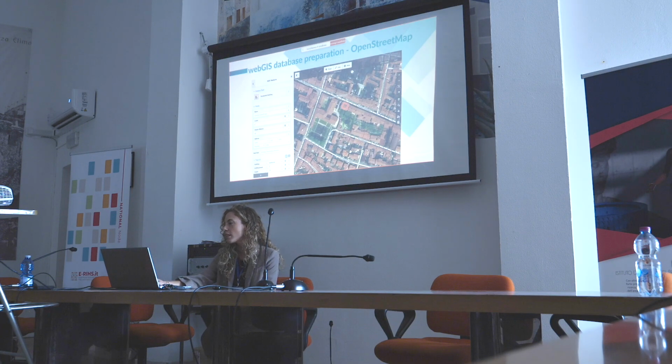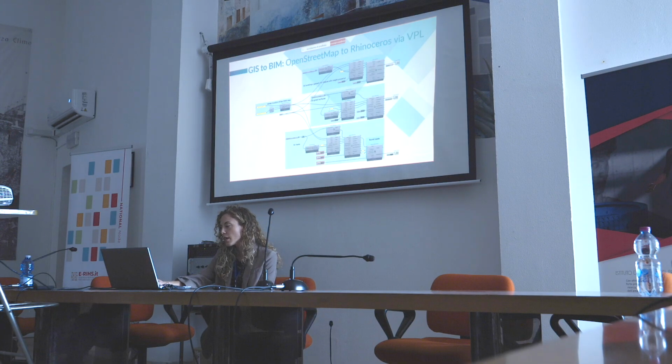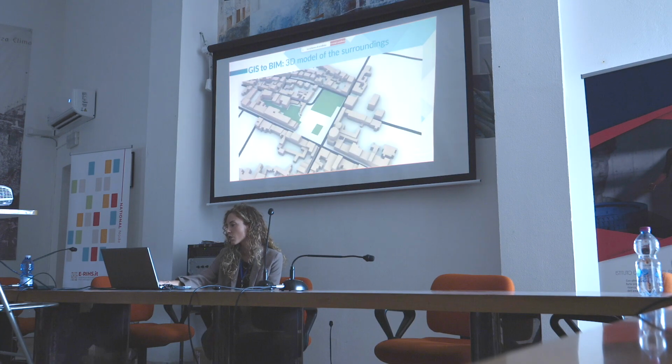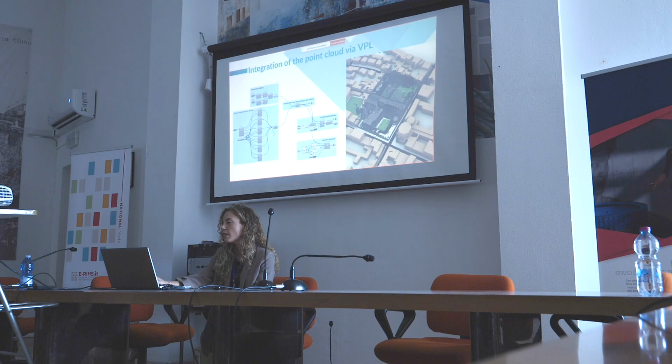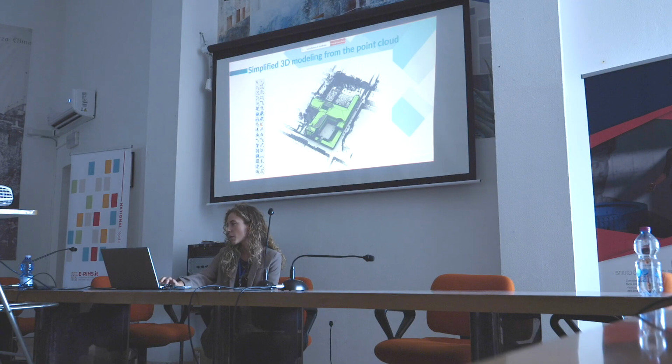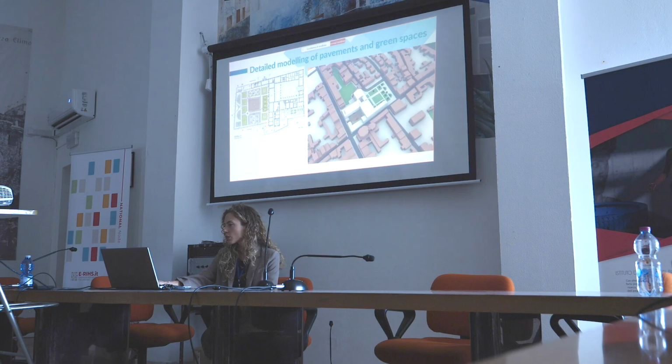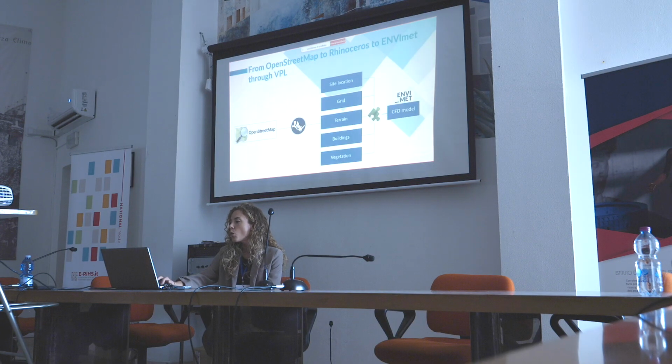Here is shown the editing phase of the WebGIS, which we checked and reviewed on site. And here is the VPL script that brought GIS data into Rhinoceros to obtain this three-dimensional model as a result. Then the point cloud was integrated into the model inside Rhinoceros through another VPL script. And simplified shapes, as shown here, were extracted again inside Rhinoceros to obtain a computational fluid dynamics simulation model, which was finally run into the Ultimate software.